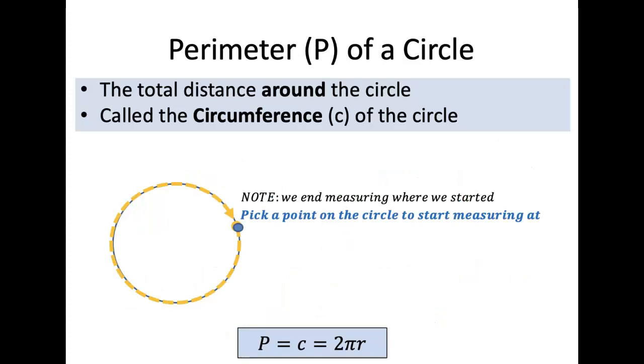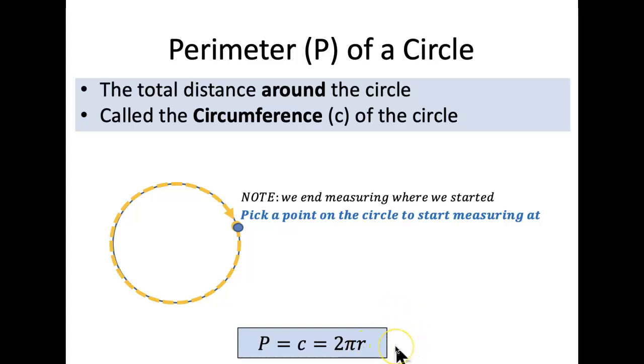The perimeter of a circle is the distance around, just like before with our polygon shapes, but in a circle we call it a circumference. So to find the circumference of a circle, we start at some point and we just measure around the circle. Our formula is 2 times pi times r, and pi is approximately 3.14. That's a measure that we use quite often to find the circumference.